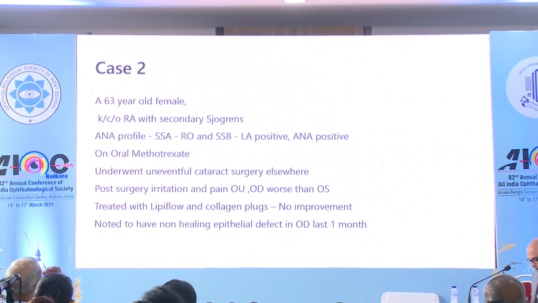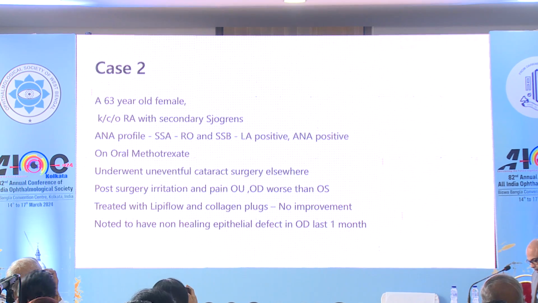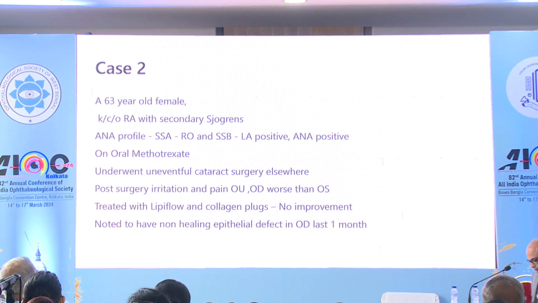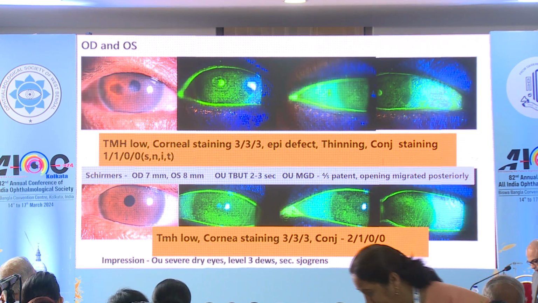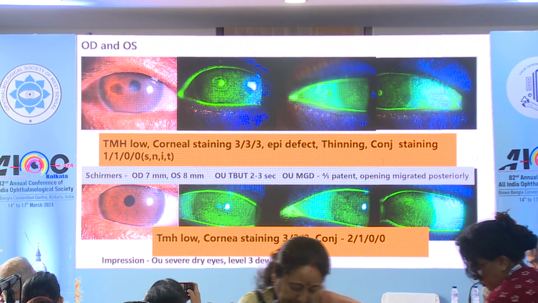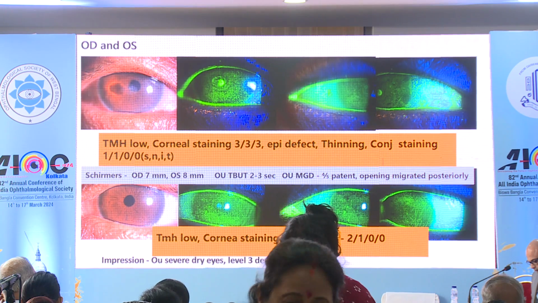So case 2, this was a patient with RA with secondary Sjogren's who had undergone cataract surgery. Post-cataract surgery, there was an epithelial defect. Patient was uncomfortable, again had LipiFlow done, but it was not improving. It was almost about a month post-surgery, and she presented with one eye with a central defect which was non-healing, the other eye with a diffuse staining.